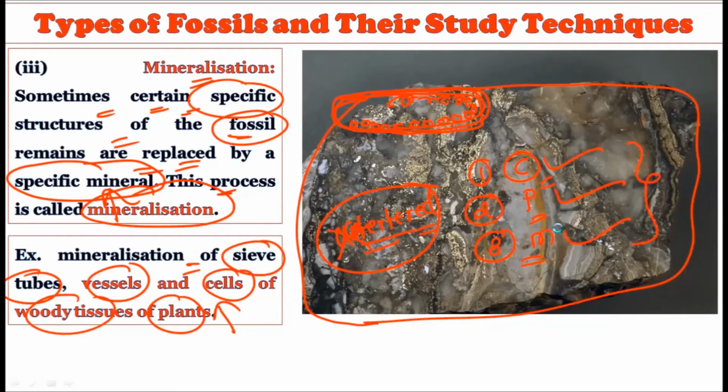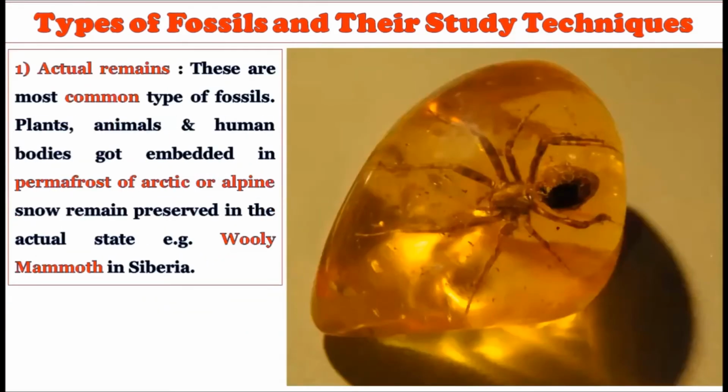Now see, there is another kind of classification of the fossil record, because when we classify the fossils into the altered fossil and the unaltered fossil, these are the two broad categories, but there are certain other categories as well in which the fossil gets different types. So one of them is the actual remains of the fossils. The first type of the fossil is called the actual remains. This is a different kind of classification of fossil.